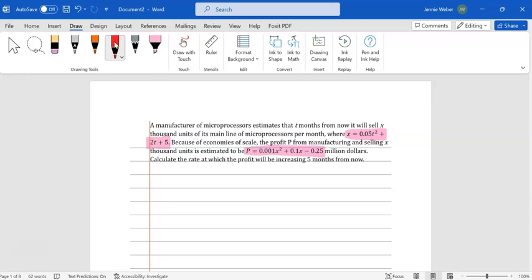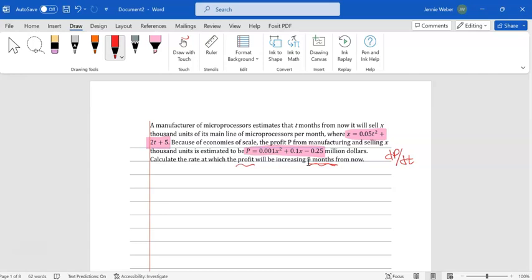So we want to find the rate at which profit is increasing. So that means we want to differentiate profit. And we want it in terms of T because we're asking T months from now. So I want to find the rate dP/dt, okay? Because profit and time. Right now I have two separate equations.